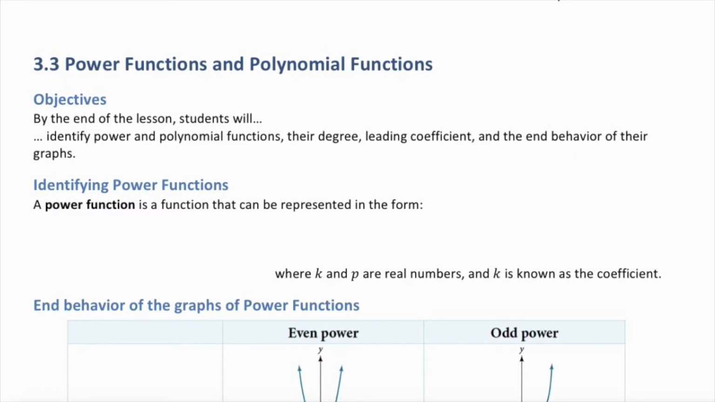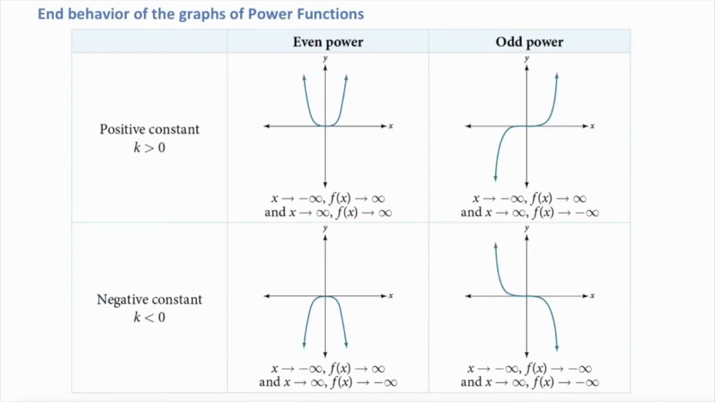A power function is a function that can be represented in the form f of x equals k x to the p power. This is where k and p are real numbers and k is known as the coefficient. Let's discuss the end behavior of power graphs. This table is taken from page 226 of the required textbook.